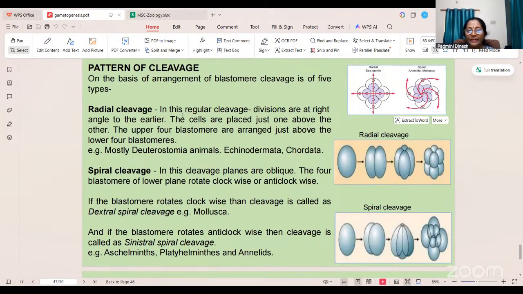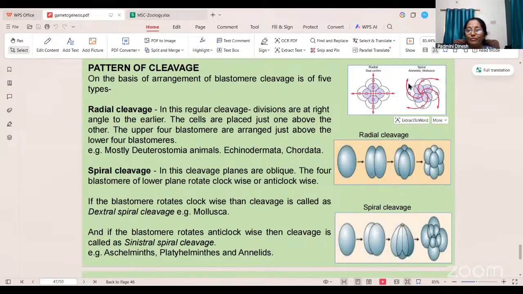That is, in this regular cleavage, division is at right angles to the earlier one. So once you have one straight horizontal, the vertical type of cleavage, then the next one is horizontal over there. So that is a right angle to the earlier cleavage. The cells are placed just one above the other, and the upper 4 blastomeres are arranged just above the lower 4 blastomeres. So this is a radial type of cleavage.